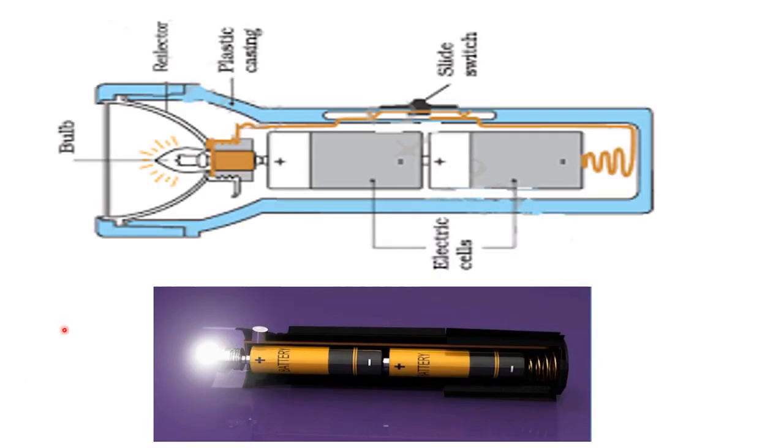Students, you can see there is a torch. The bulb of the torch is glowing. Here, the switch is on, same as represented down in this diagram. The bulb is glowing. One important thing to note here is that there are two cells. You can observe carefully. The cells are inside the torch. When the switch is on, the bulb is glowing.